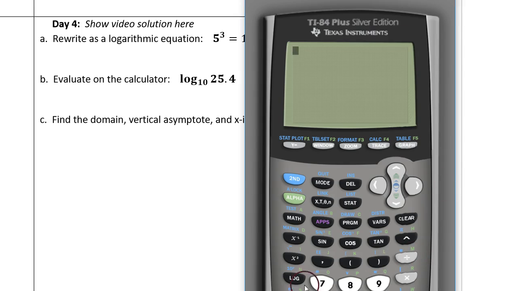The log base 10 button is the button on the calculator that says log. So when you push that button, all it says is log on there. There's not a little 10 in the bottom corner, but that's automatically log base 10. And now type the 25.4. Close up the parenthesis around it and push enter. And we see that the answer, if you round it, is 1.40.